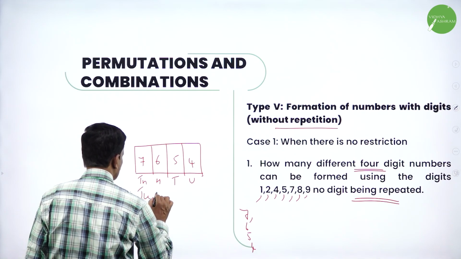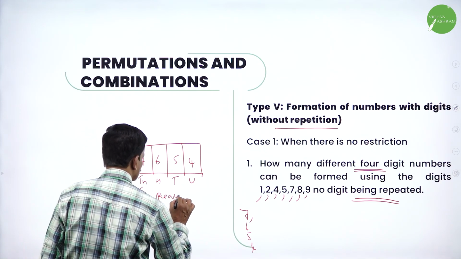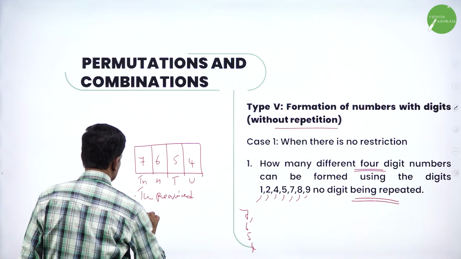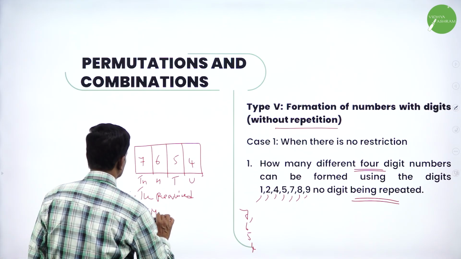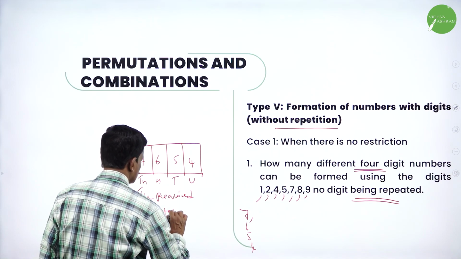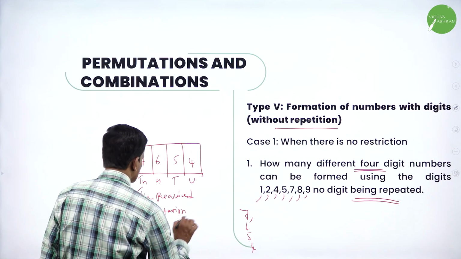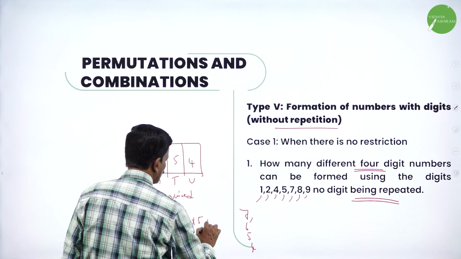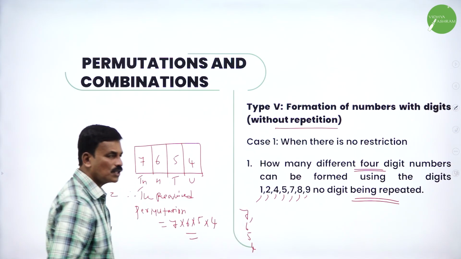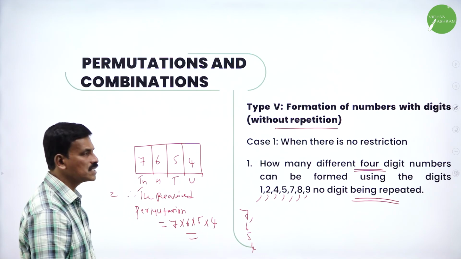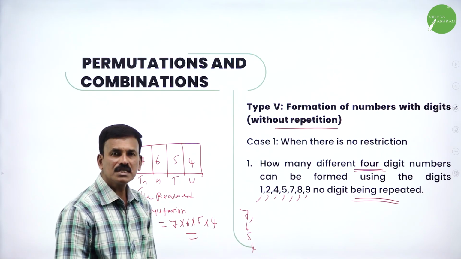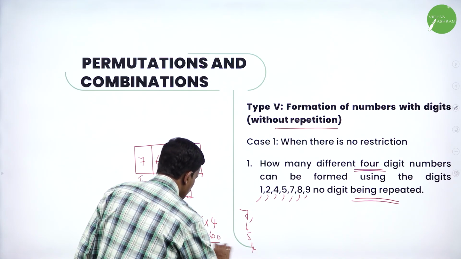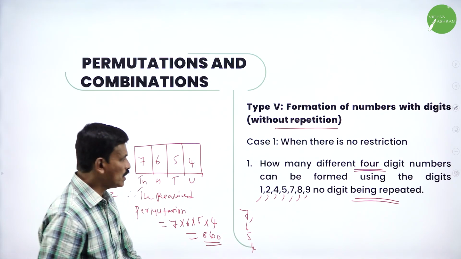Therefore the required permutation is equal to 7 into 6 into 5 into 4. That's all. If you multiply, you will get the answer. This is the required permutation. What is this equal to? If you multiply this, you will get 840. That's it. See here, very simple problem.